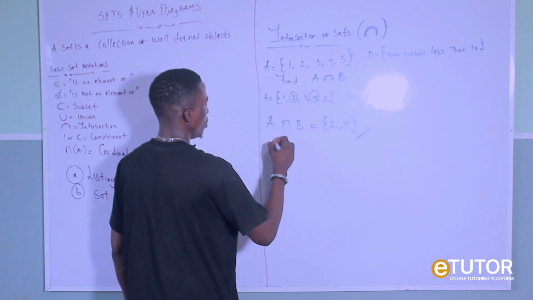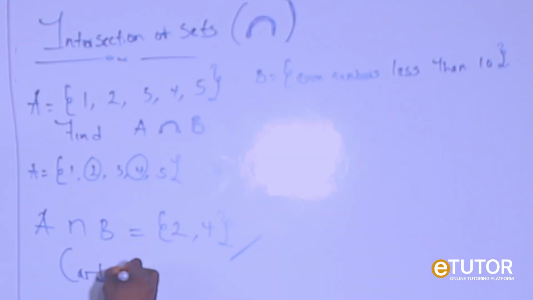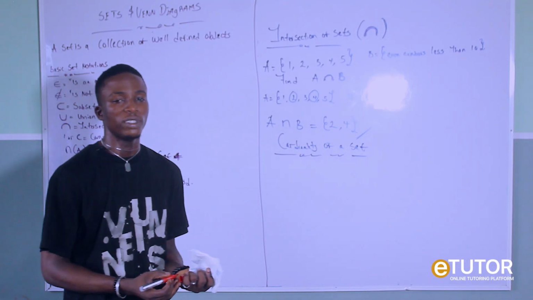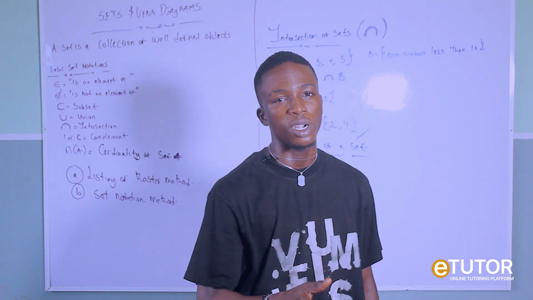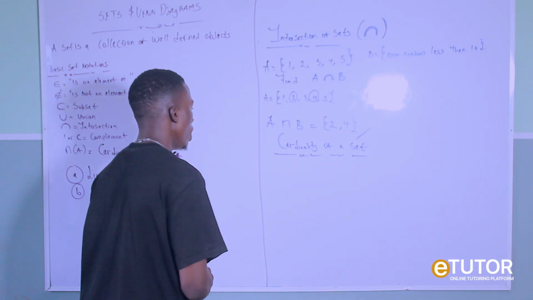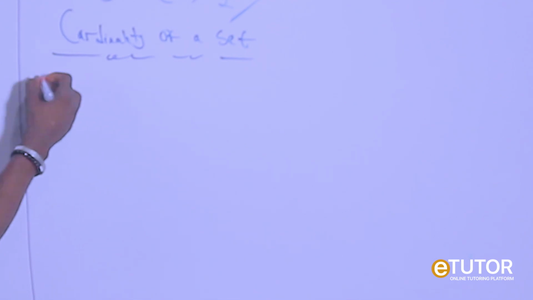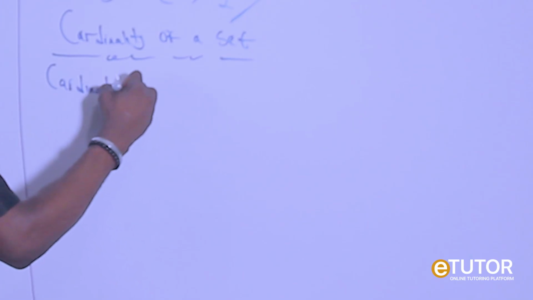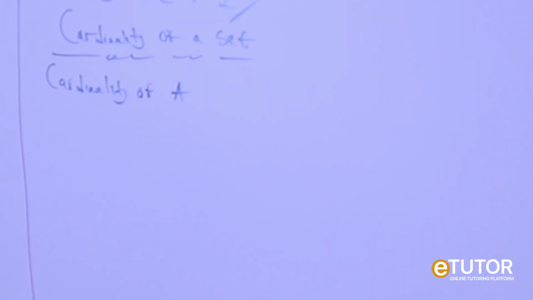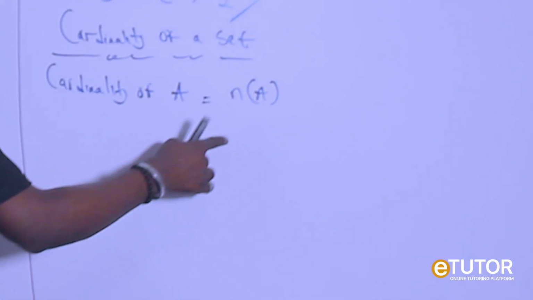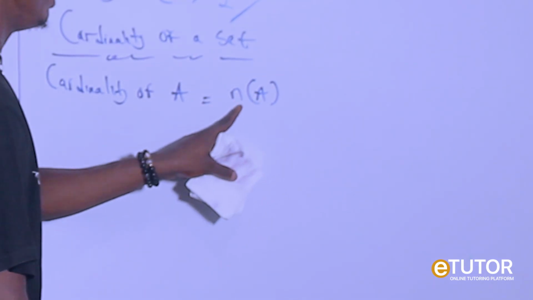That one is called the cardinality of a set. Now, what is the cardinality of a set? The cardinality of a set simply refers to the number of elements that are present in that set. So it is denoted in this sense. Let's say I want to find the cardinality of A. I will denote this as n(A). So n(A) means the cardinality of A, or how many elements are inside of A.